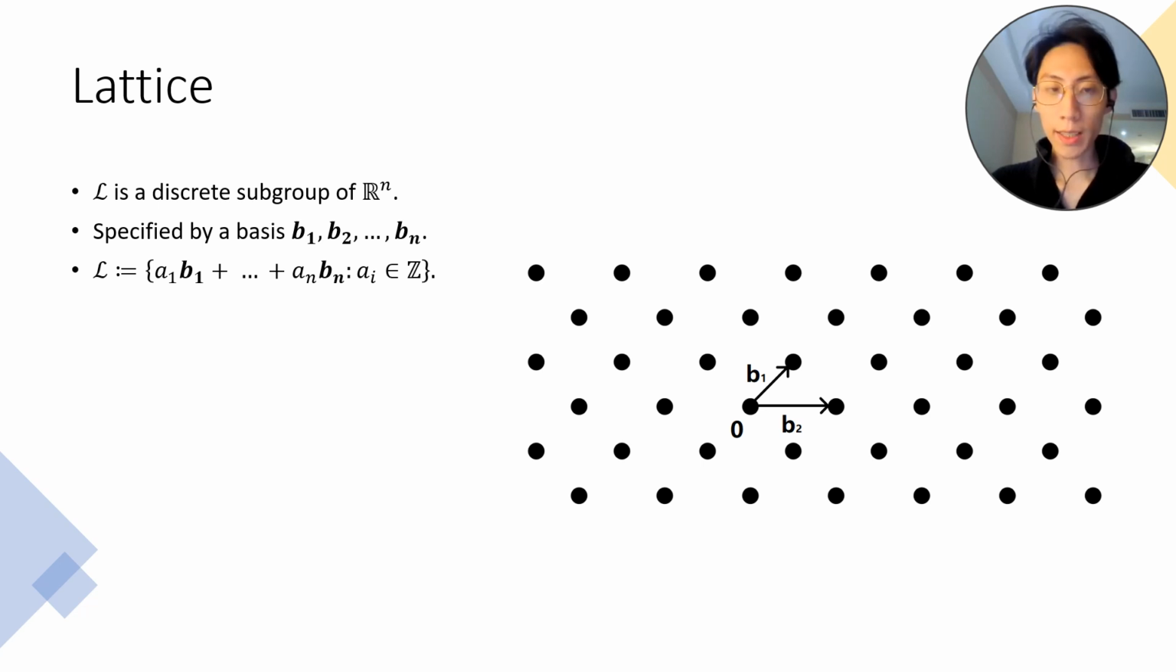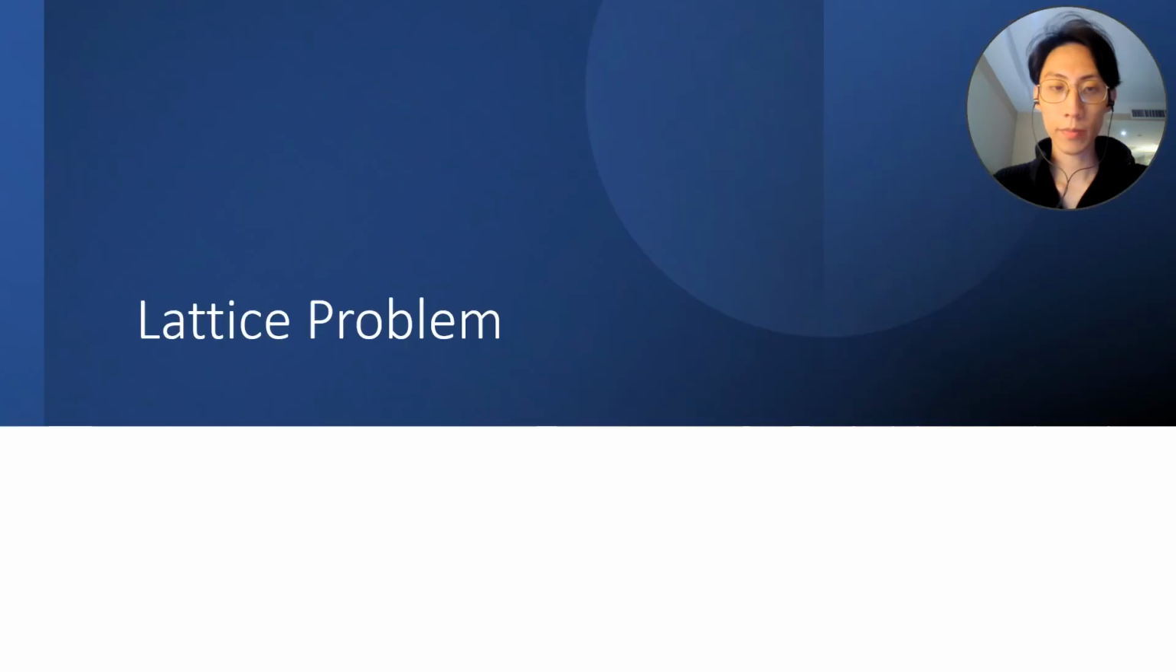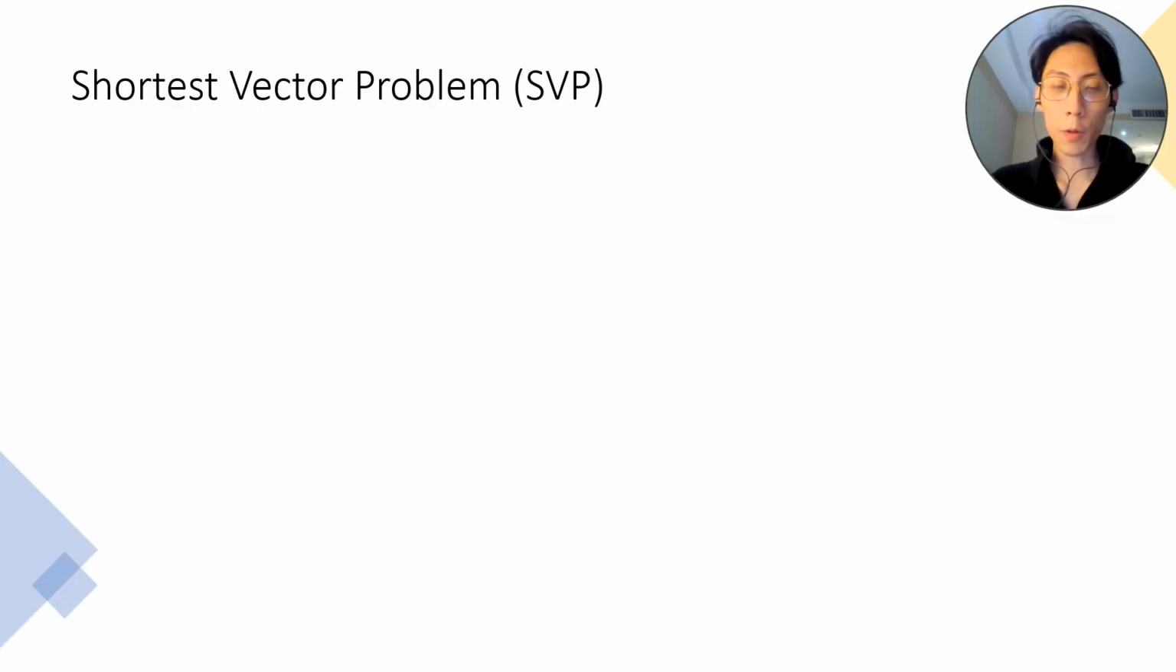If you recall, in linear algebra, we span the whole linear space by taking all linear combinations of the basis vectors. Now, if we restrict the coefficients to only integers, what we obtain becomes a lattice. Next, let's see what kind of lattice problems we are interested in. In particular, we'll be talking about one of the most fundamental lattice problems, the shortest vector problem. Given a lattice, the shortest vector problem asks us for a shortest non-zero vector in the lattice.